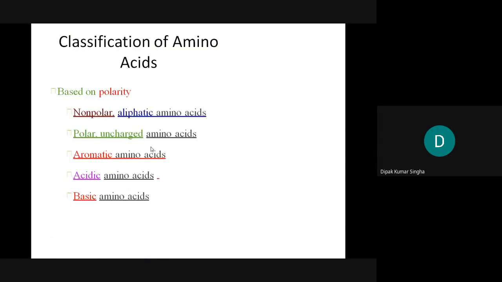They are also classified based on polarity: non-polar aliphatic amino acids, polar uncharged amino acids, aromatic amino acids, acidic amino acids, and basic amino acids. Non-polar means not polarized, so they are lipophilic in nature, soluble in lipid, not hydrophilic. And polar uncharged amino acids are hydrophilic in nature.